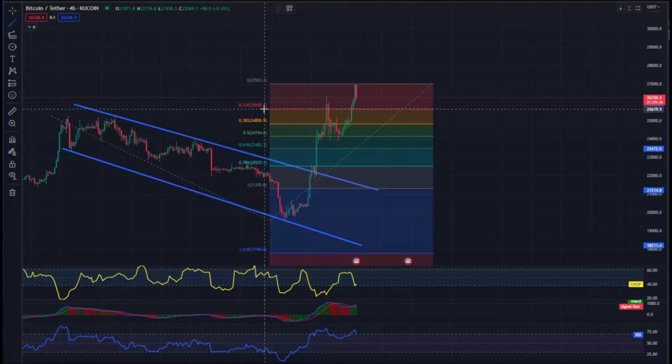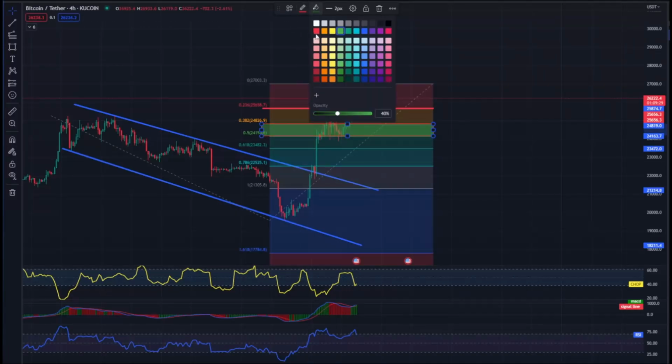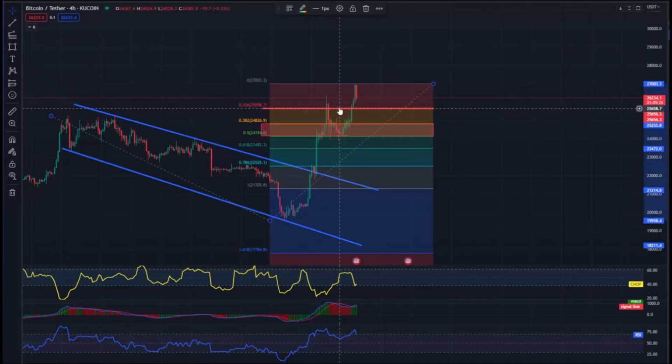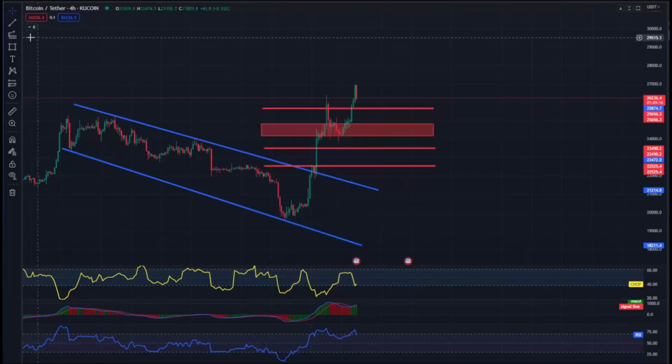And here we have the first support at $25,656. Then it is worth marking the support zone from $24,819 to $24,164. But when we fall below this zone, we can see a drop around $23,490 and even $22,525.